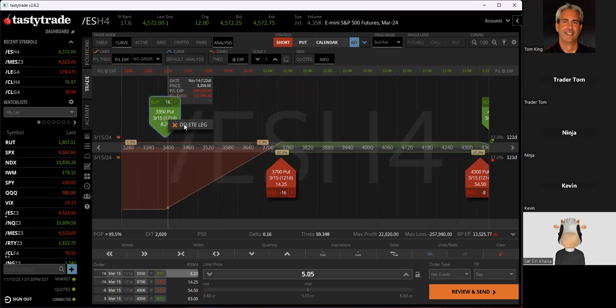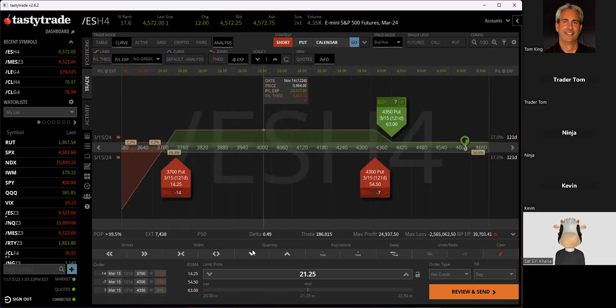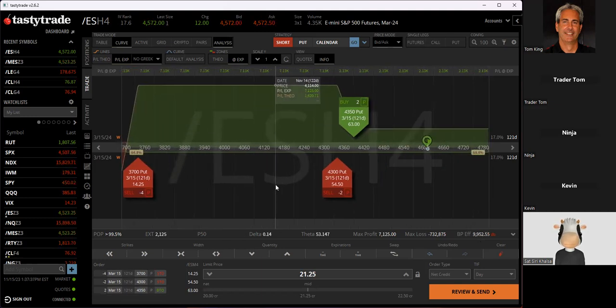I'm going to delete this leg again. I'm going to take this back down to my normal size. Okay, here's my normal trade. I make $2,000. I use $10,000 in buying power. I got to make $2,000 a month on each long-term 112. That's my minimum. I can't go below that.